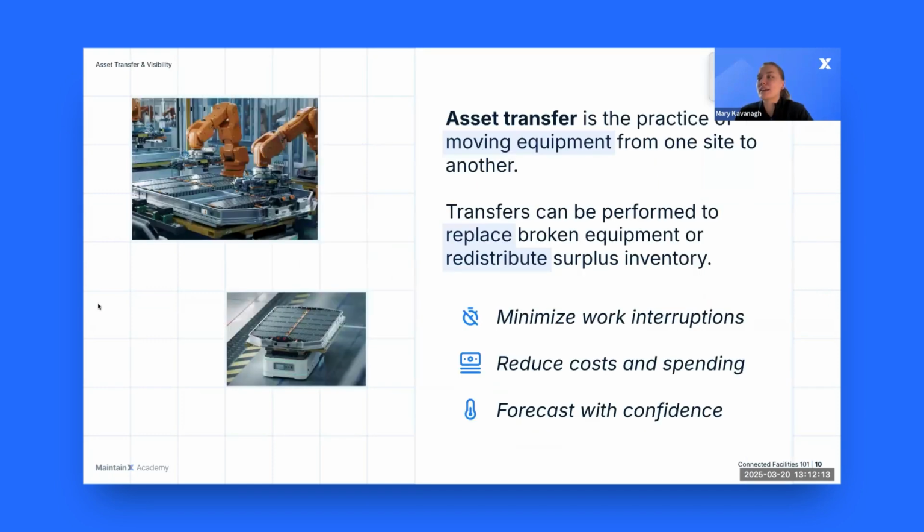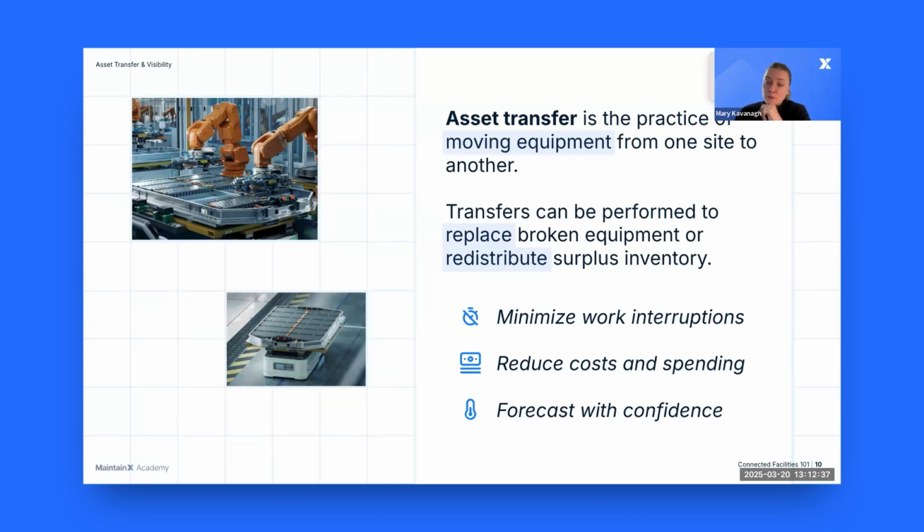Sure can. So assets, this is going to be our first pillar here. An asset transfer is simply the practice of moving equipment from one site to the next. Transfers can be performed to replace broken equipment or redistribute surplus inventory, or they may even be for mobile assets, right? For your fleet that is, by its very nature, constantly moving between sites.